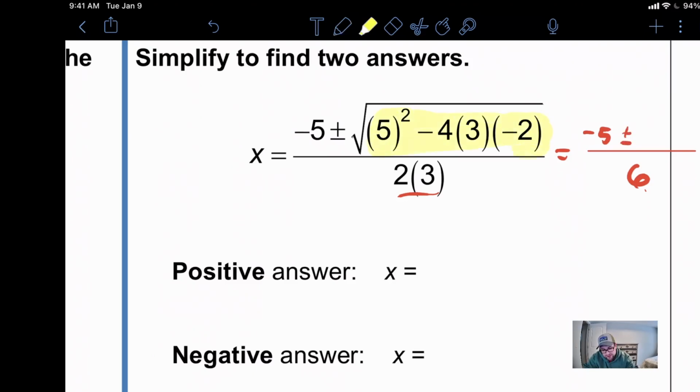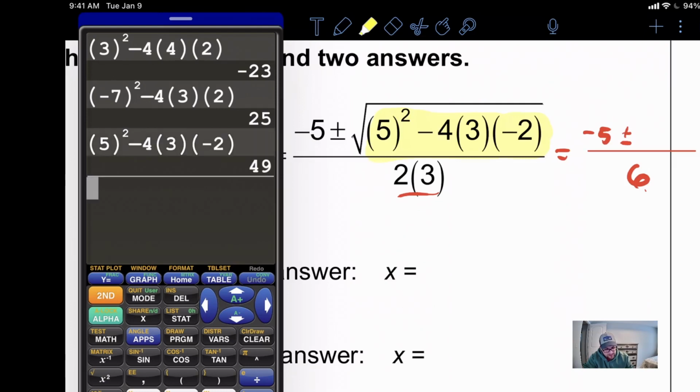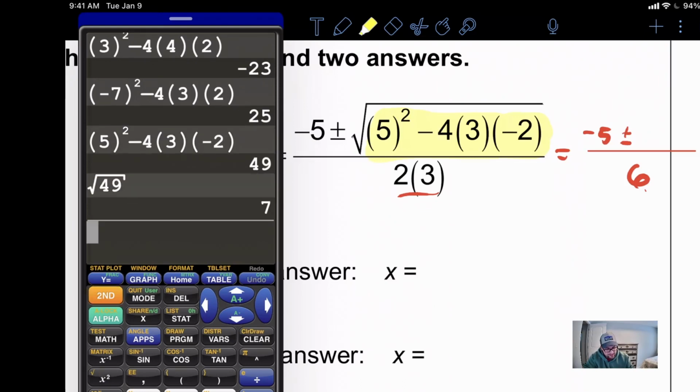Now remember, this is your discriminant right here, so we can just enter that in on our calculator. So 5 to the second power minus 4 times 3 times a negative 2 tells us that the inside number, what's inside the square root, is 49. Now if I take the square root of 49, I end up getting 7. So the square root of 49 was 7, so that means there is a 7 that needs to sit right here in this spot.